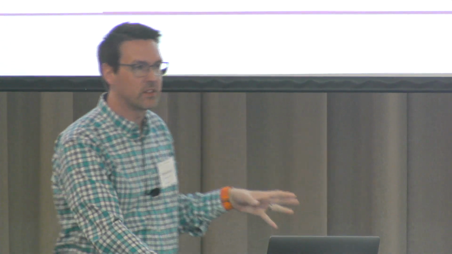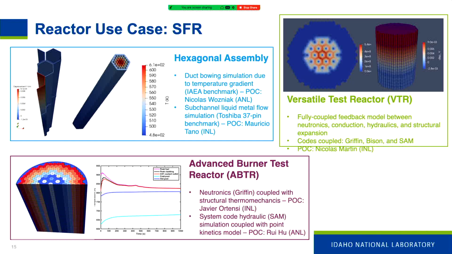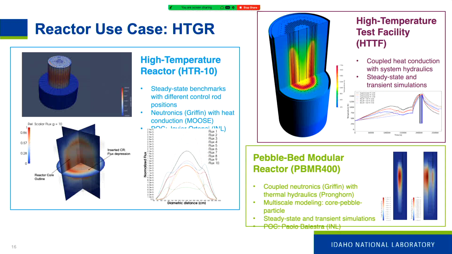These next few slides I'm not going to go through in detail. The purpose here is to show you that this isn't just an idea that I'm offering up. This is something we're doing every single day. Here we have sodium fast reactor use cases, and what I want to point out is the different codes that are used. If you look over here on the right, the VTR simulation is using Griffin, Bison, and SAM. And if you look down here at the bottom, the ABTR simulation is using Griffin and SAM. So this is showing how we can trade things in and out.